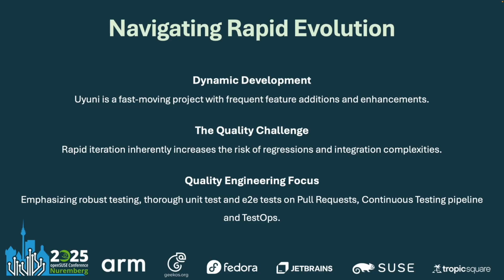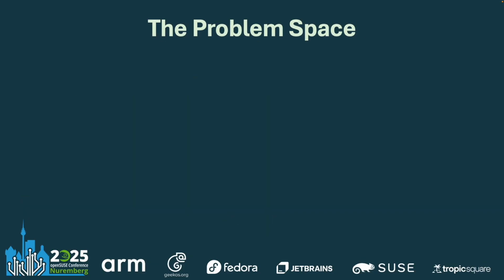We focus on embedding quality throughout the development cycle with strong unit and end-to-end tests on pull requests, backed by a continuous testing pipeline for our main branch, and for sure, good TestOps practices. This ensures faster feedback and higher confidence in every change. Before we fully embraced TestOps with Uyuni, we faced some familiar hurdles that really impacted our speed and confidence. I want to quickly outline this problem space because it's what drove our need for change.